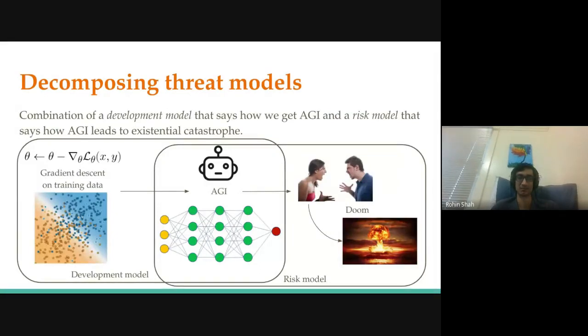Cool. So that's what I mean by threat model, development model, and risk model. And so in the rest of this talk, I'm going to make 4 key claims. Some of them I hope I will justify in the rest of the talk. Others I am hoping you will find obvious, but maybe that won't be the case, and we can discuss during the questions.